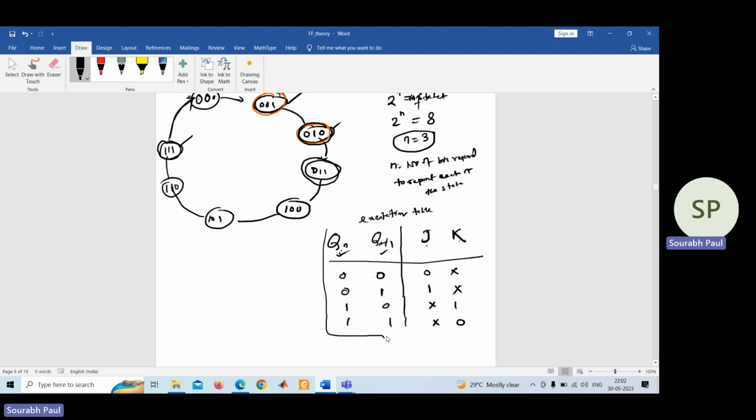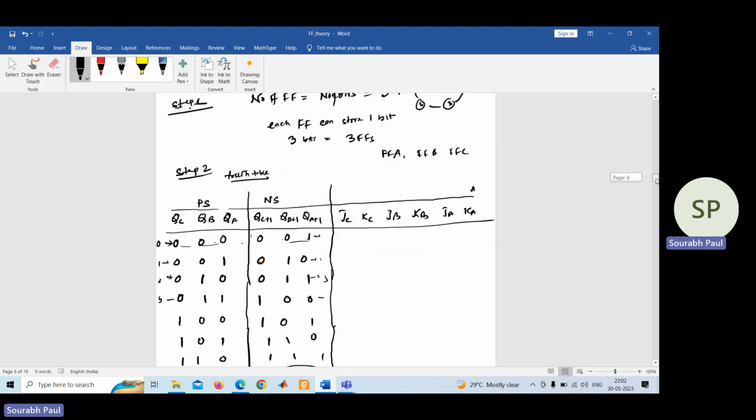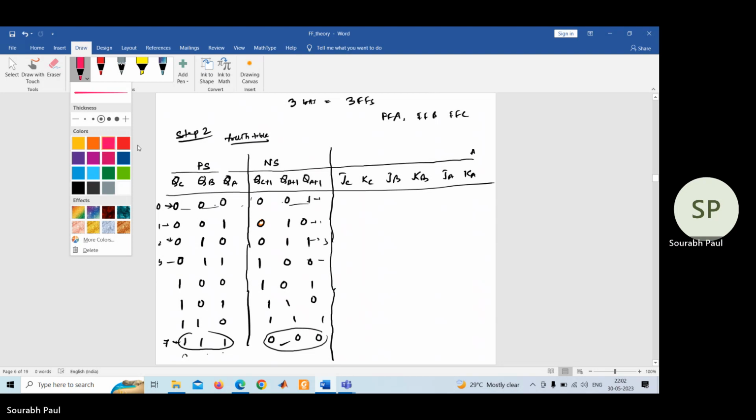How did we get this excitation table? To understand that, you can check my JK flip-flop excitation table and truth table video lecture. So these values you need to put in this truth table in order to find out the values of JC KC, JB KB, and JA KA. Okay, so we'll start from this one.